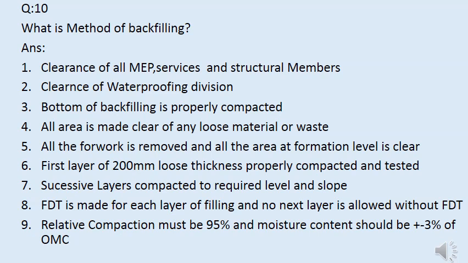Question number 10. What is method of backfilling? First of all, we will get the clearance of all mechanical, electrical and plumbing and structural members. Means if there is some structural work there, we'll get the clearance, and then we will get the clearance from the waterproofing division, and then the bottom of the backfill is properly compacted. Means that if there is some loose material or waste there, we will remove it, and we will compact the bottom of the backfill.